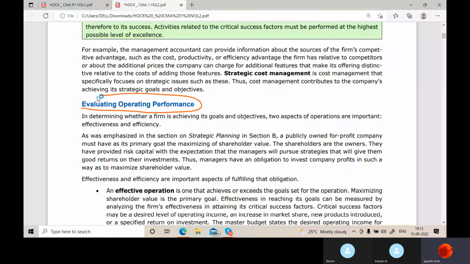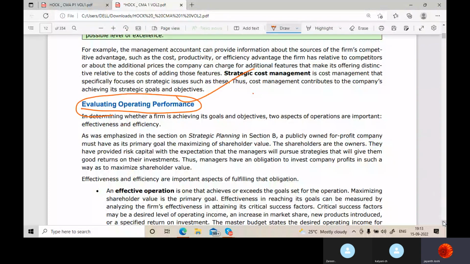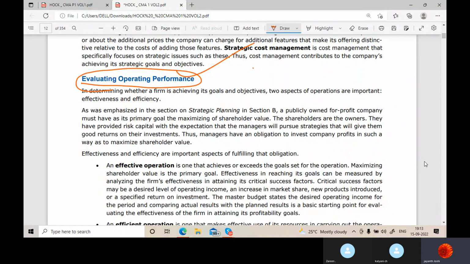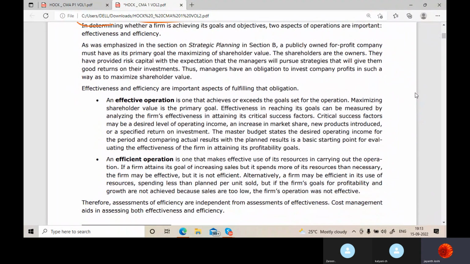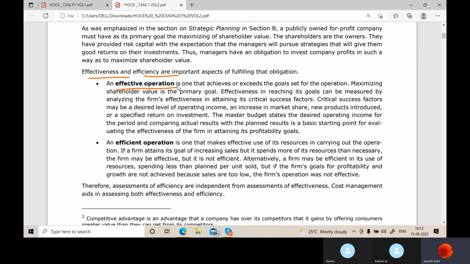He is the one who is going to evaluate the operating performance and be a part of strategic planning. Effectiveness and efficiency are the two important aspects everyone wants. An effective operation is one that achieves or exceeds the goals set for the operation. Maximizing shareholder value is the primary goal for every organization. Effectiveness in reaching its goals can be measured by analyzing the firm's success in attaining its critical success factors. Critical success factors may be a desired level of operating income or an increase in market share.